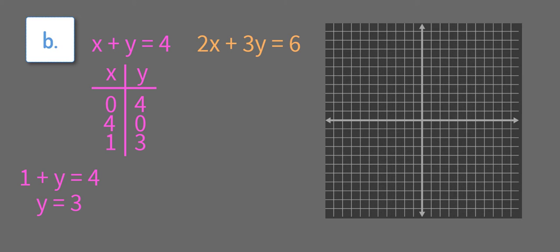So we'll just go ahead and plot our points. Let's go ahead and label our axes. We'll use a scale of 1. So 0, 4, we know that's 1 point. 4, 0, we know that's the other point. And then 1, 3. And those do line up. So we'll go ahead and graph that on our coordinate system.